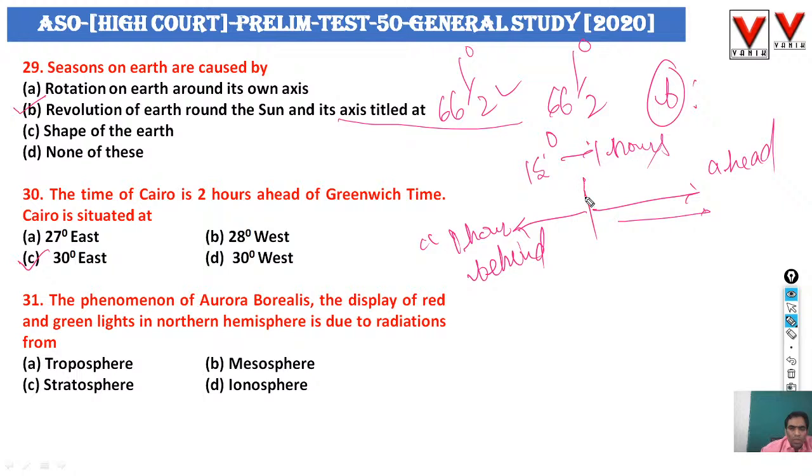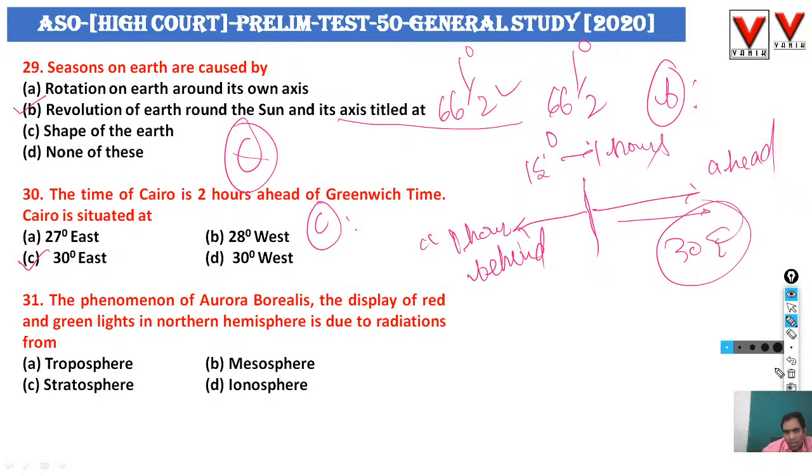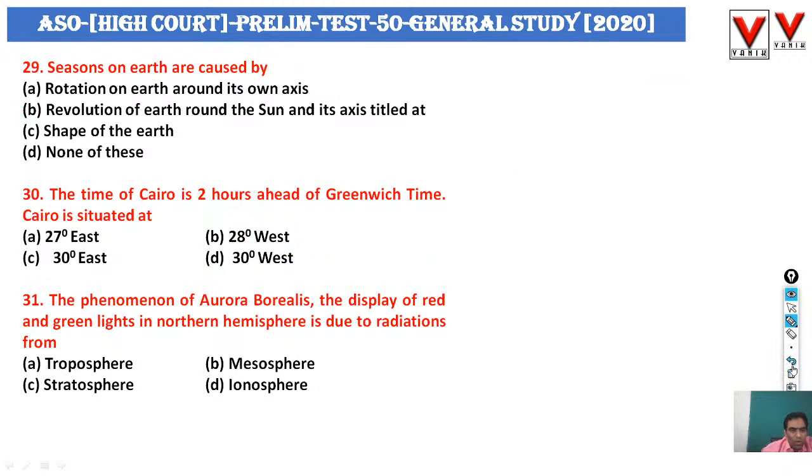So let's suppose this is Greenwich and they are 30 degrees away. That means 2 hours ahead. That means they are 30 degrees east of Greenwich. Okay, that is the answer. Answer is C. 30 degrees east.